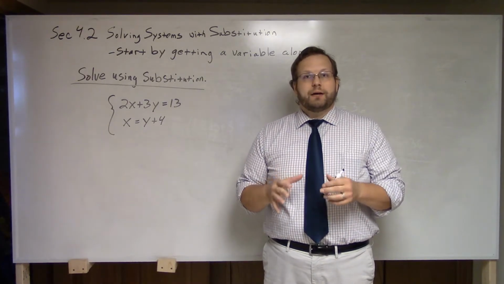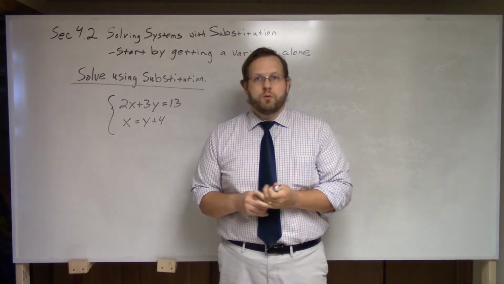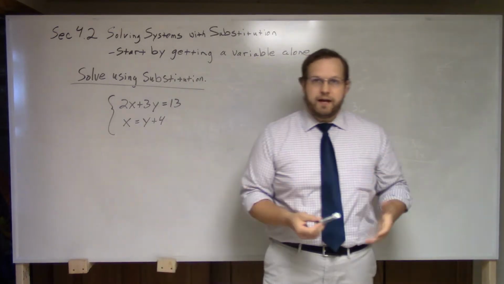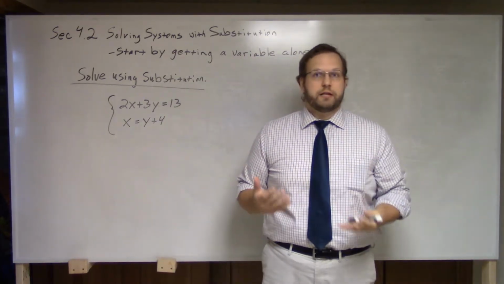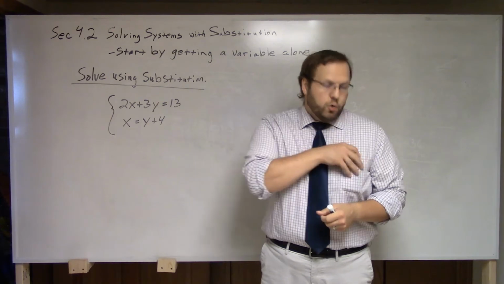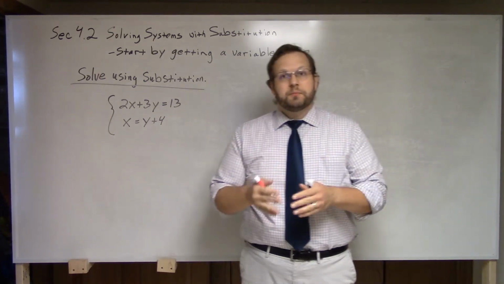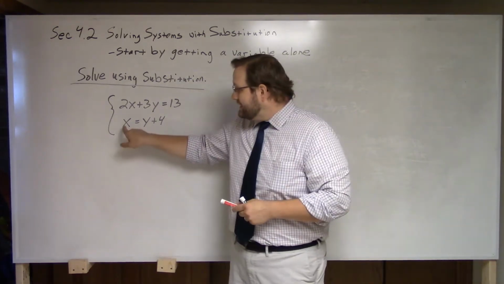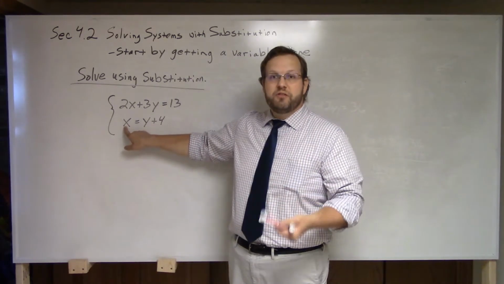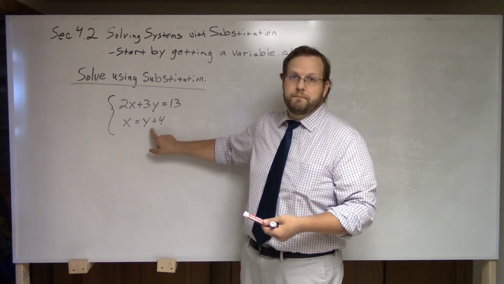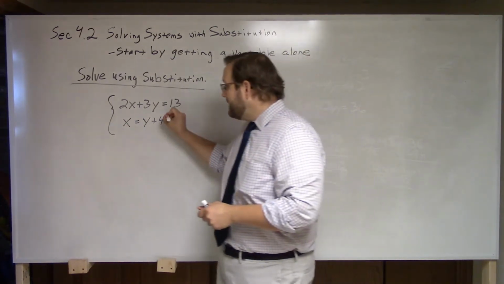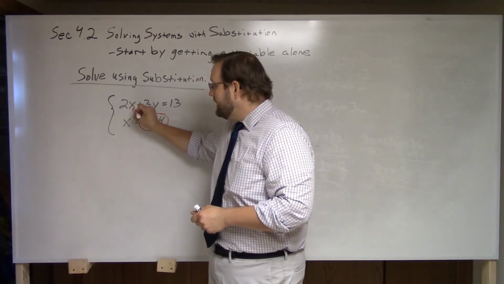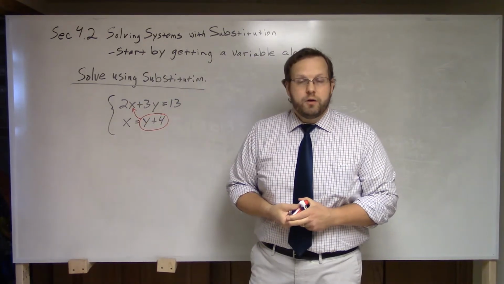Now, what that allows us to do, whenever we have two things that are equal, they have the same value. They may look different, but they have the same value. That's like a dollar bill and 4 quarters. They look different, but have the same value. So what that allows me to do is substitute one expression for the other. So wherever I see an x, it would be the same thing as me saying y plus 4. So what I'm going to do is take this expression and I'm going to substitute it in for the x in the other equation. Okay?